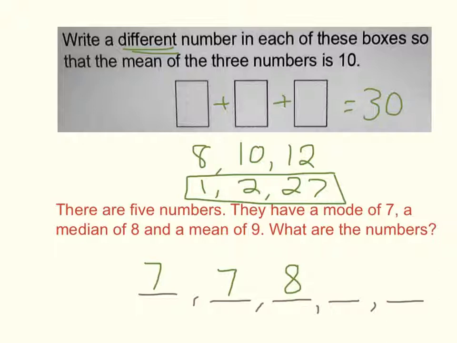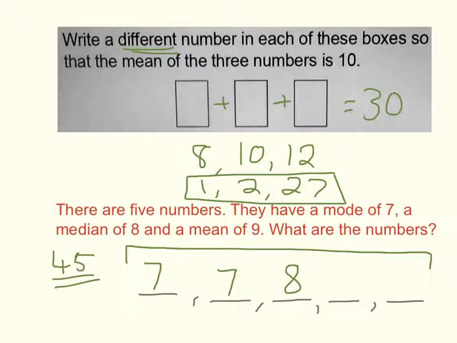Now, these numbers have a mean of 9. There are 5 numbers. If the average is 9, I know that the total of all 5 numbers, 5 lots of 9, must make 45. Now, if I add up my 7 and my 7, 14, and 8, that's 22. So these two numbers here must make 23.